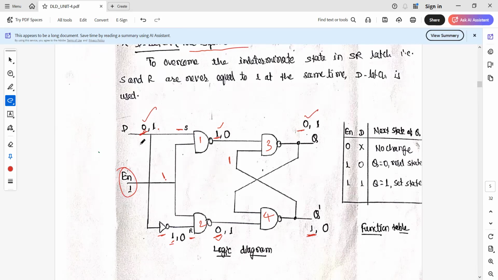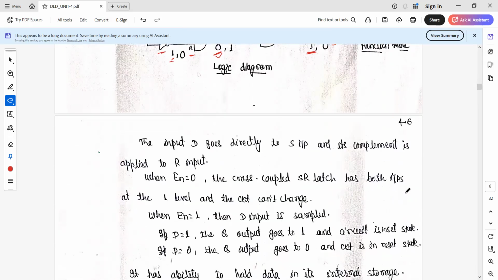So whatever input is available at D, the same output is available at Q. That's why it is called the transparent latch also. Once you reverse the condition, Q will be 1 and Q bar will be 0. So when D is 0, Q is 0. This is called the reset state. When D is 1, Q is 1, that is called the set state.